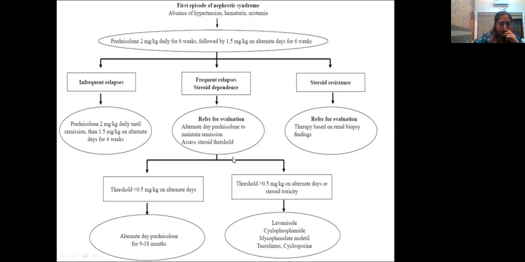So now, if the threshold is less than 0.5 mg per kg on alternate days, in that case we have to give alternate day prednisolone for 9 to 18 months in order to prevent the next relapse. And if the child is requiring a threshold of more than 0.5 mg per kg on alternate days, or there are any features of corticosteroid toxicity, we have to add immunomodulators, and these are levamisole, cyclophosphamide, mycophenolate mofetil, tacrolimus, or cyclosporin.